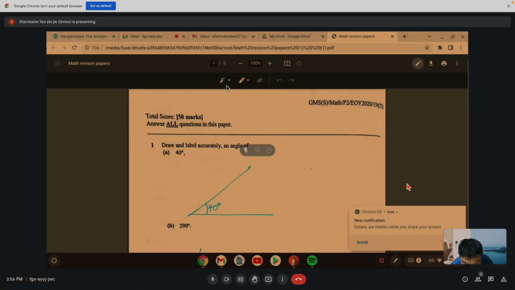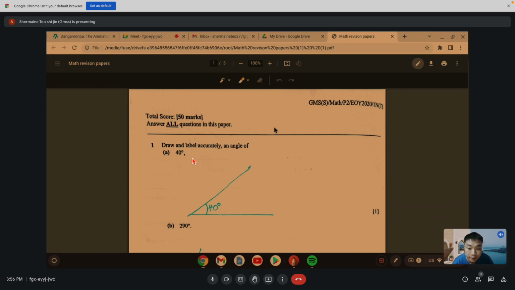Alright. Okay, so draw and label accurately an angle of 40 degrees, right? Can you see this? Yeah. Okay, good. So I have no way to verify this 40 degrees, but I think this should be an easy question. And later on, during the second half of our lesson, okay, you give me a moment first.